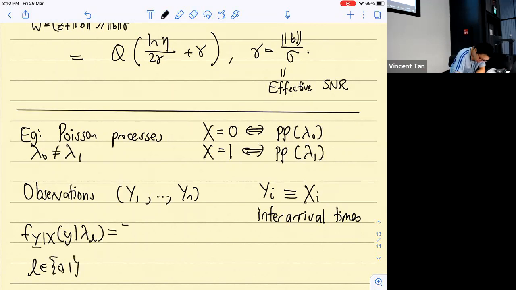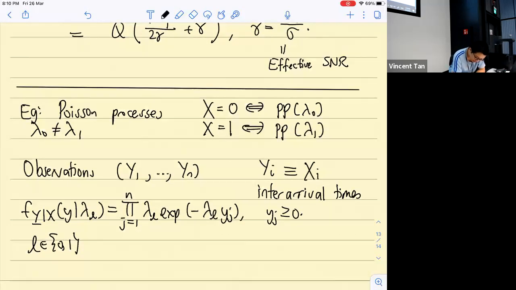Because the observations are IID, this is a product of lambda L e to the minus lambda L yj, where the yj are all non-negative. Does that make sense? So L indexes the hypothesis, and lambda L is either lambda 0 or lambda 1. This is nothing but an exponential distribution of rate lambda L. We want to see what the optimal decision looks like.